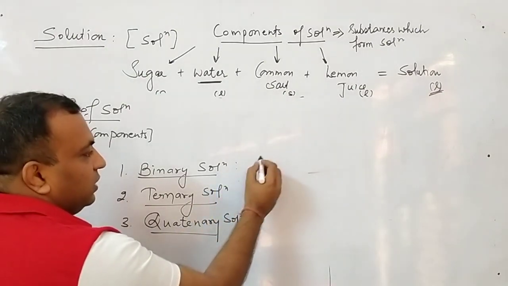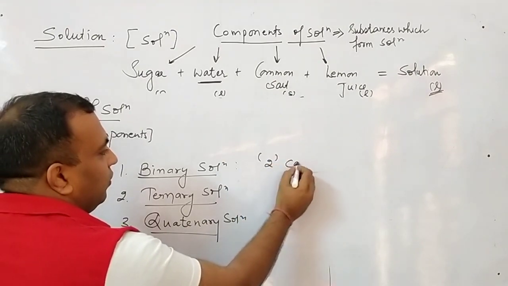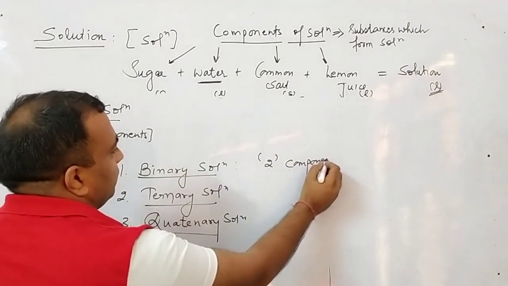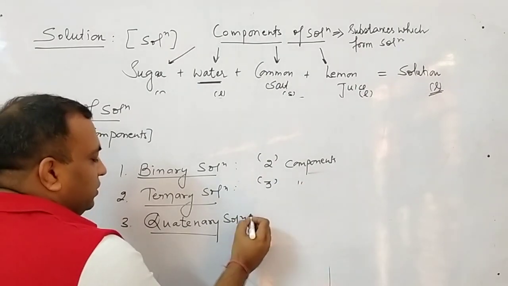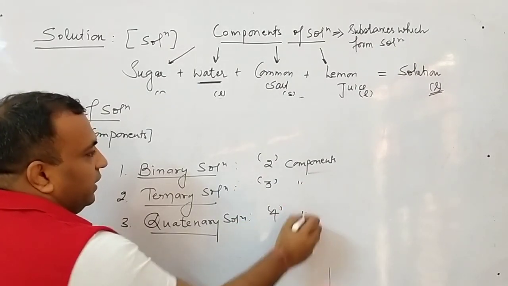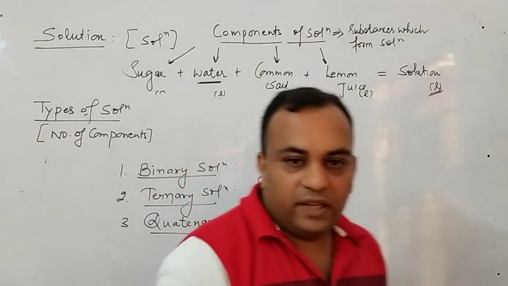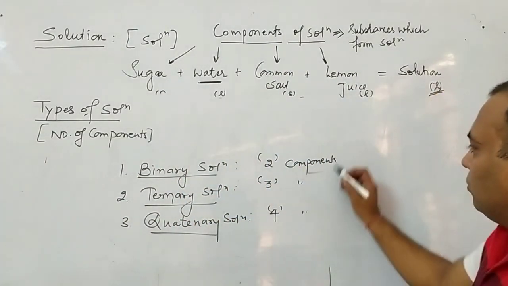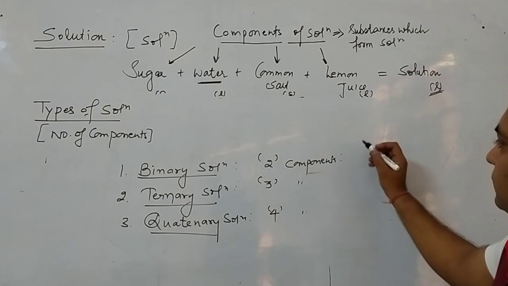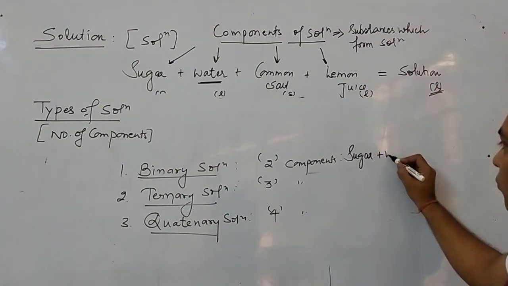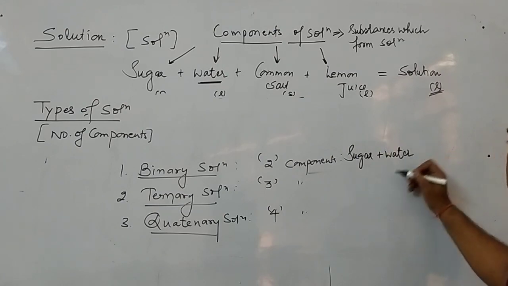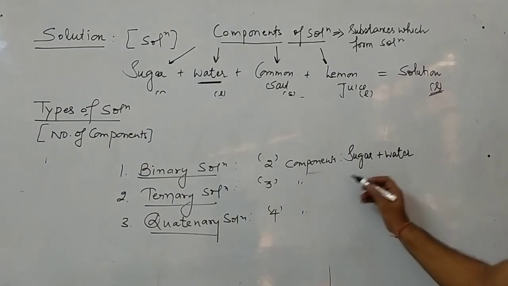Okay, just see. Binary solution. This is a solution which is made up of two components. Ternary solution, it is made up of three components. Quaternary solution, it is made up of four components. Simple definition. Just see now. Two components. I take the example, that is sugar plus water. Clear to all of you? Now this solution is said to be binary solution.